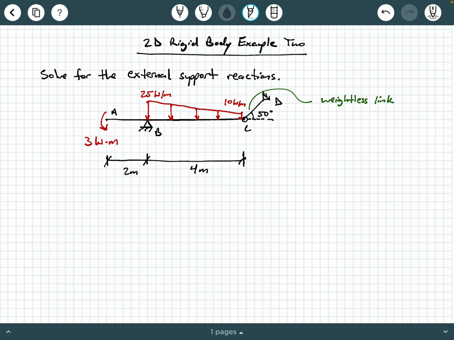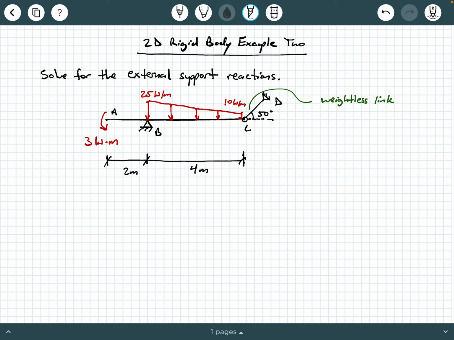We have a beam that is supported by a pin connection at B. We notice a little triangle here. And it's also supported at point C by a weightless link. We see that written over here. This is a weightless link that is labeled CD, okay? And that weightless link is at a 50-degree angle.